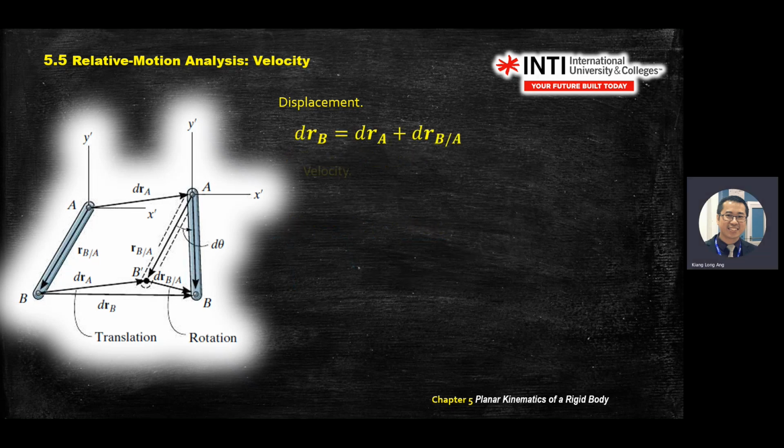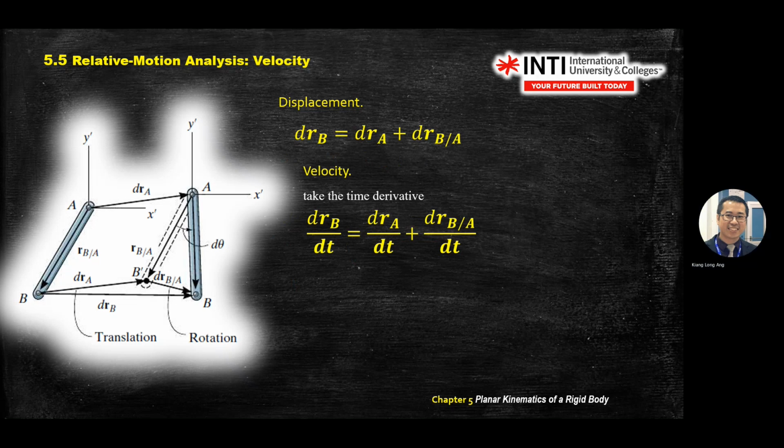Then you substitute the two equations, right? You divide by dt, and you will get V B equal to V A plus V B stroke A. This one you already know from the previous chapter, in the particle chapter, right? But now you're looking at a rigid body. Okay, the rest you read.